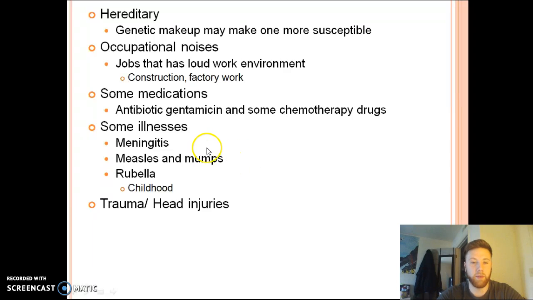And then you even have some illnesses, so things like meningitis, measles, mumps, and rubella normally lead to deaf and hard of hearing. And these are normally contracted in your childhood. So that's what a lot of common deaf and hard of hearing happens in children, or from these in childhood. And then you have things such as trauma and head injuries.